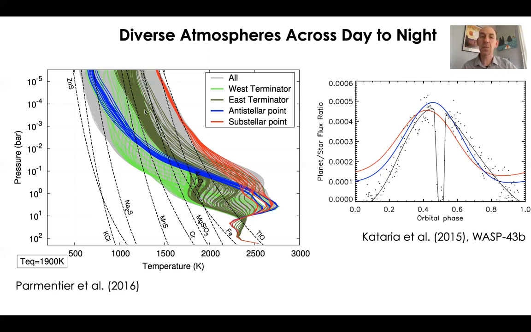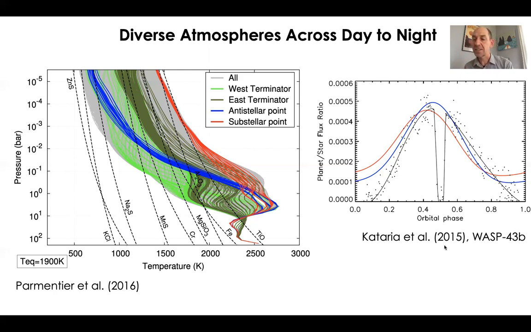And as I said, today one of the key aspects of this sort of work is now including clouds, and how night side clouds, which might form on the cool night side, then get advected to the day side. And what you can produce from models like this are synthetic phase curves, synthetic spectra.